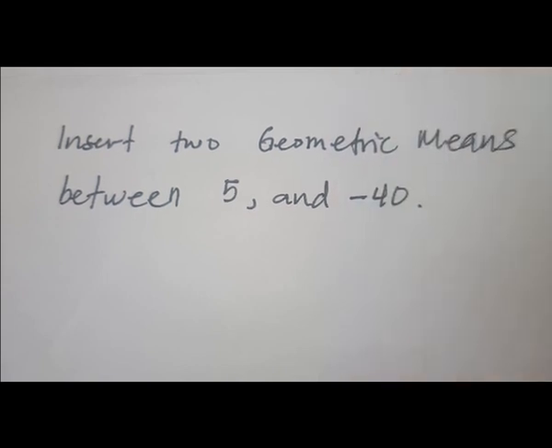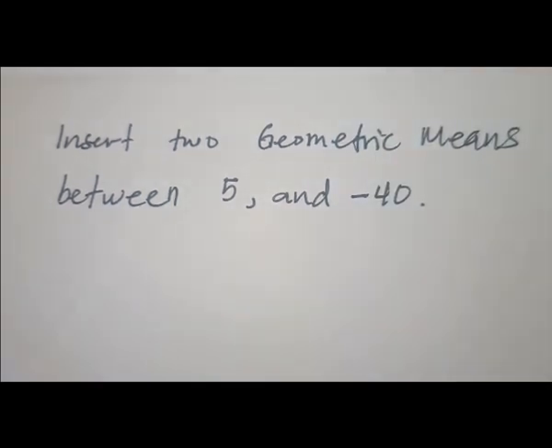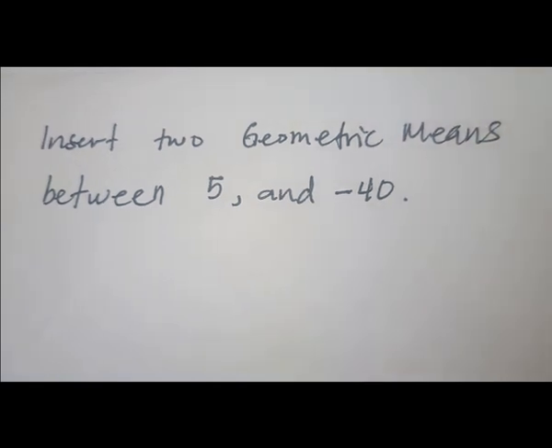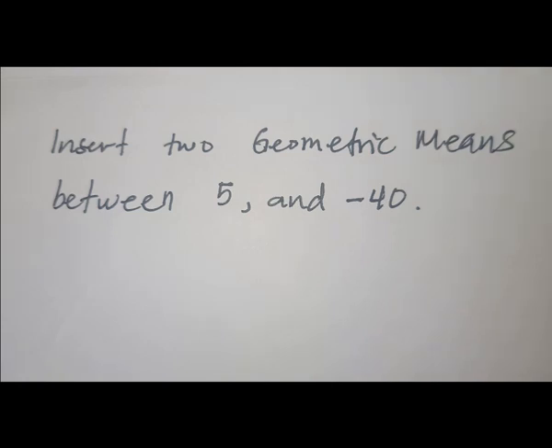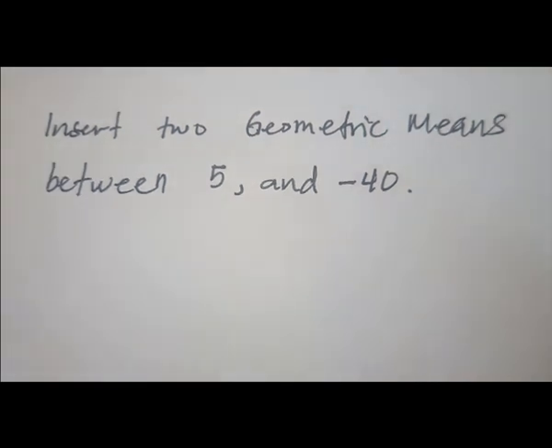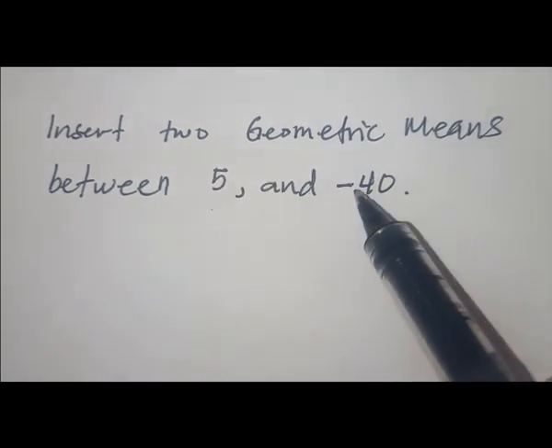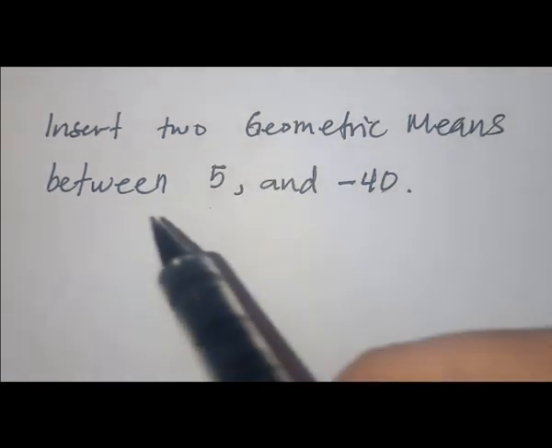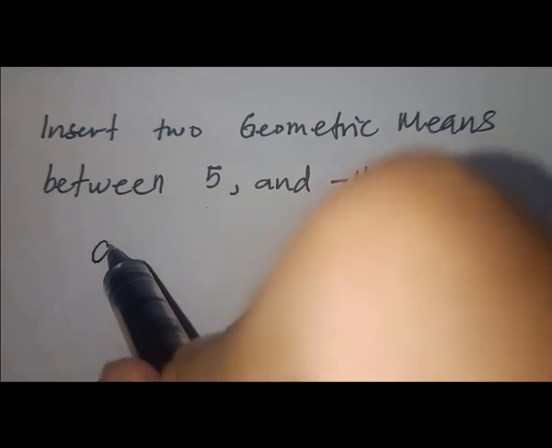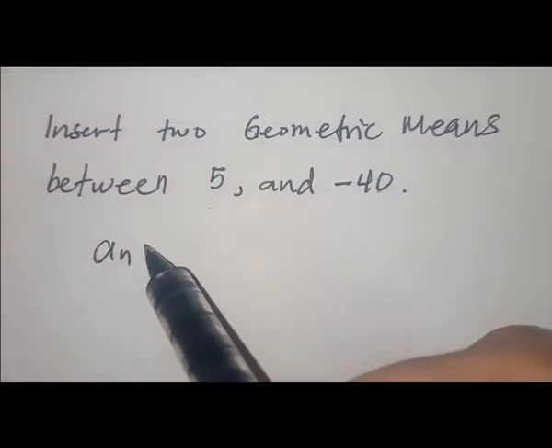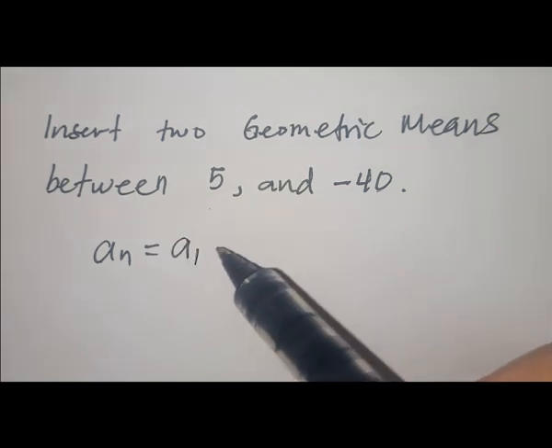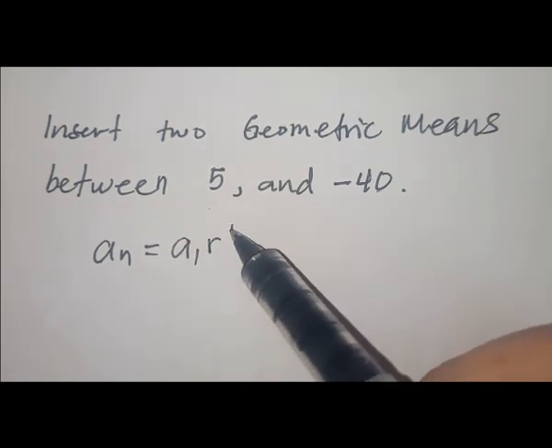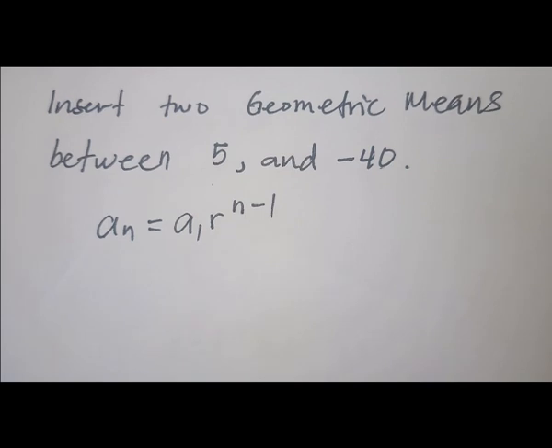Okay, so let's have another example of geometric means here. Insert 2 geometric means between 5 and negative 40. Okay, so again, kung kailangan lang natin yung 2 geometric means between 5 and negative 40, we still need to use the formula a sub n is equal to a sub 1 times r raised to n minus 1.